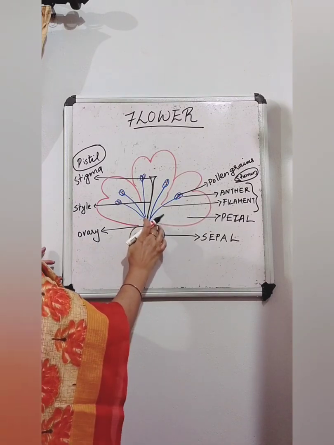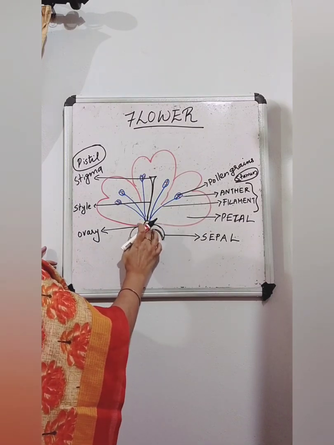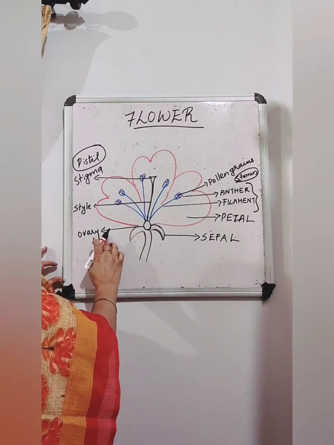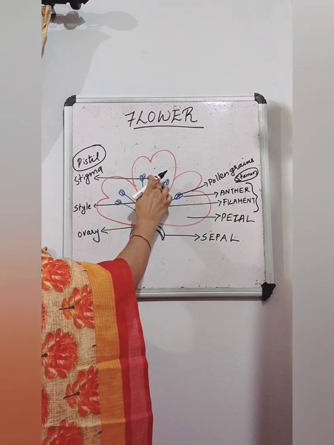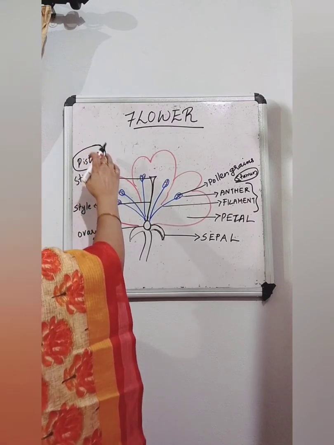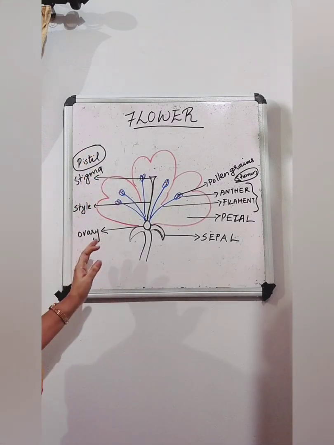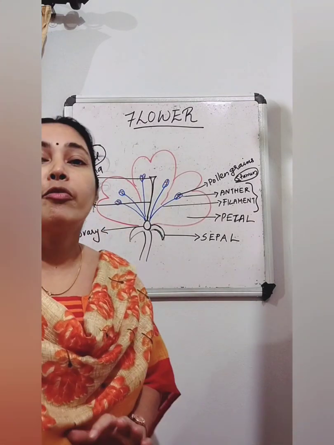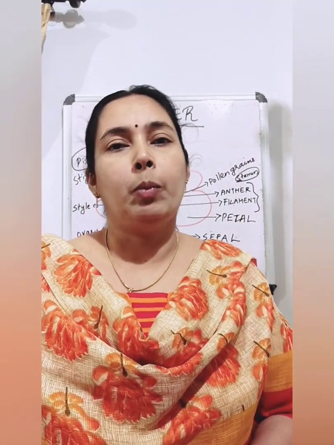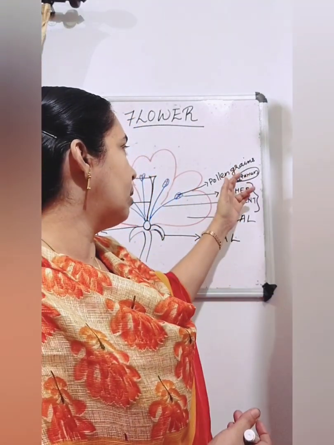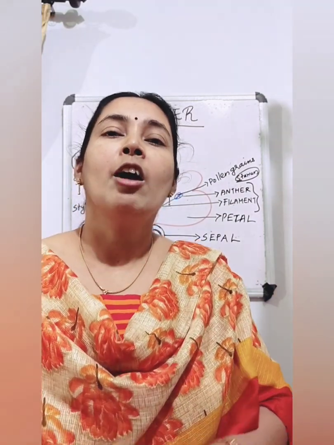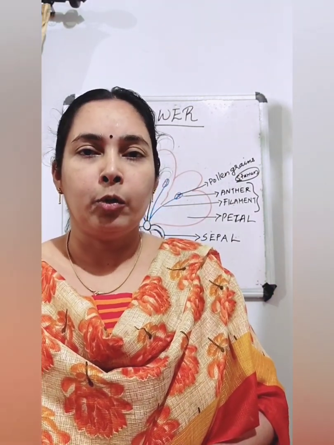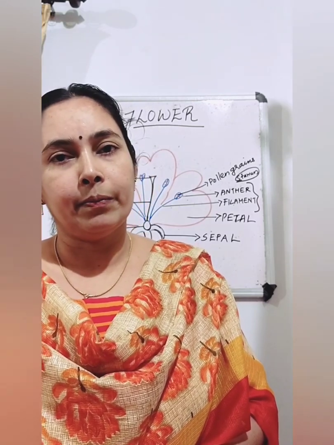So the innermost part of a flower is pistil. And which are the 3 parts? At the bottom you can see one round bulged part, that is called the ovary. And the stalk is called style. And the tip part is called stigma. Okay. And this pistil is the female reproductive part of a flower. So stamen is the male reproductive part and pistil is the female reproductive part of a flower.